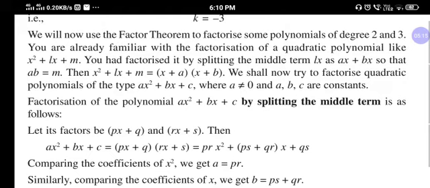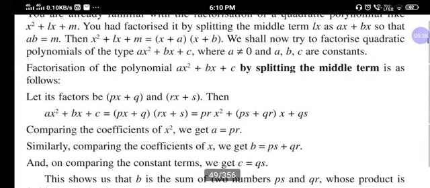We shall now try to factorize the quadratic polynomials of the type ax square plus bx plus c, where a, b, c are constants. Factorization of the polynomials ax square plus bx plus c by splitting the middle term is as follows. Let us factor be px plus q and rx plus s. Then ax square plus bx plus c is px plus q into rx plus s.